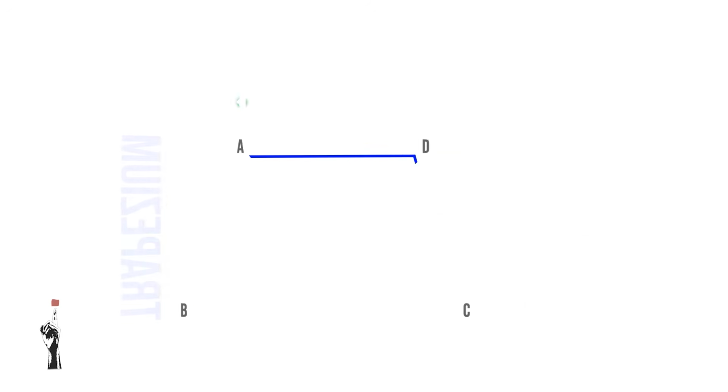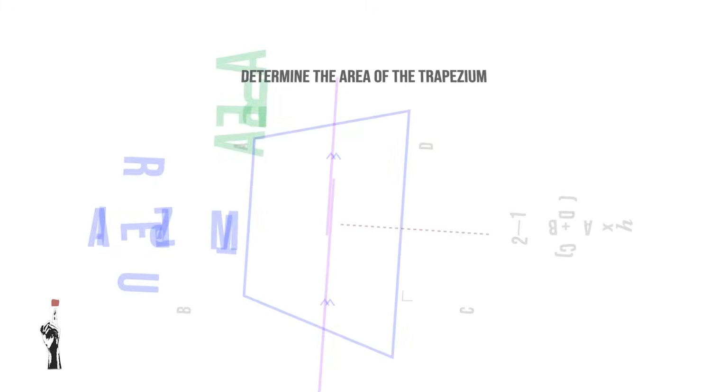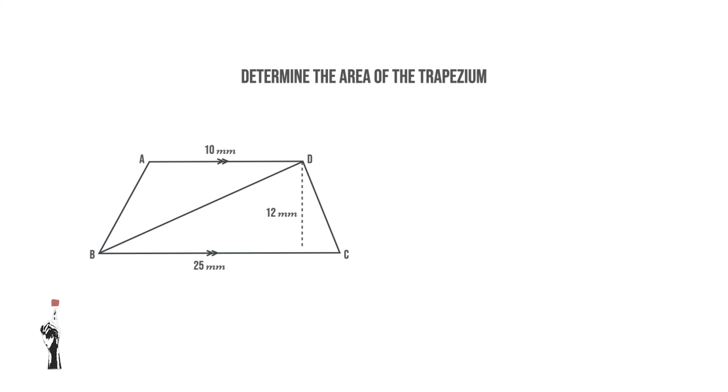To determine the area of a trapezium, I say a half multiplied by my parallel lines added together times h. A trapezium always has one pair of parallel lines, and I add those lines together, multiplied by a half, multiplied by my perpendicular height. Let's determine the area of this trapezium.